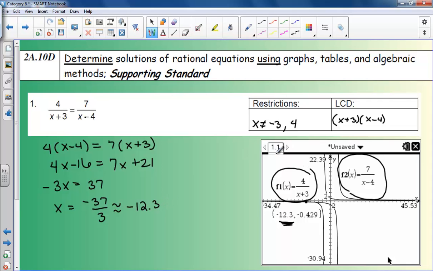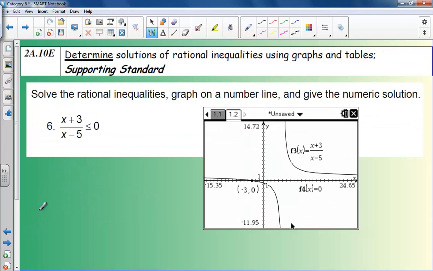Using a table wouldn't be very effective here because my answer happens to be a decimal, which means it's not going to show up in the table, and I wouldn't have a clue how to change the steps to make that show up. I could get an estimate, so I would be able to tell that it was somewhere in between or around negative 12 looking at the table, but I'm not going to be able to get an exact match that way. If it's a whole number, then at the table I'm looking at where my y values are the same, and I can find it that way.